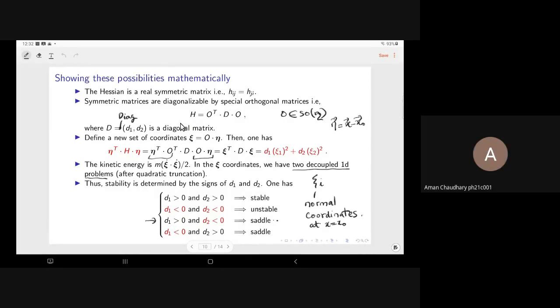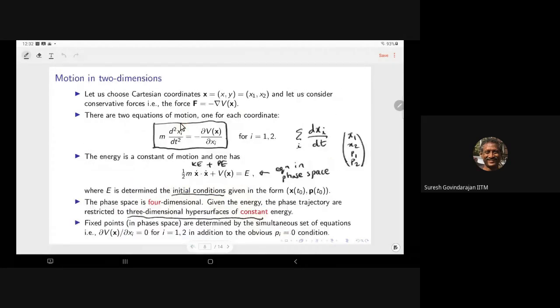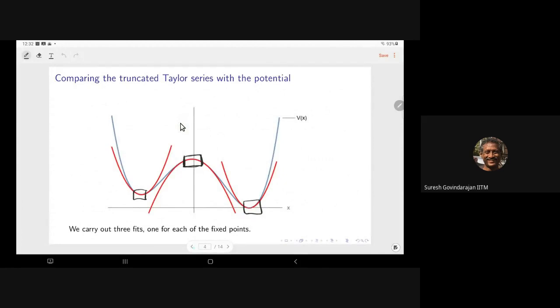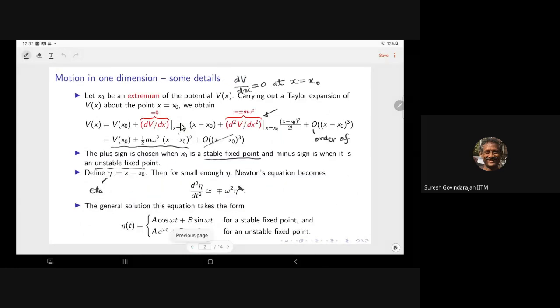Sir, could you please explain how the signs of D1 and D2 determine the stability or instability? It's a 1D problem, so you can ask the same question here in 1D. In terms of xi1 and xi2, D1 is like m omega square. Take xi1 if you want. If D1 is positive, D1 will be like m omega square. So if it is positive, just like here, you can ask the same question here.